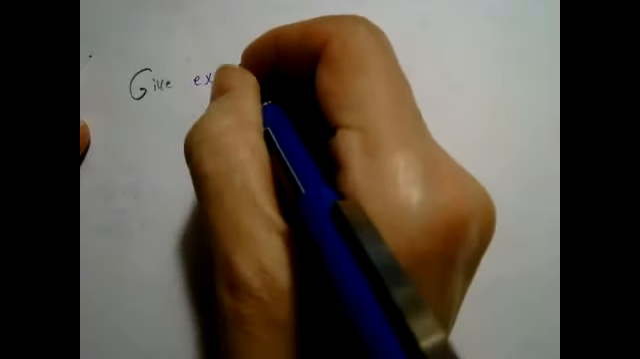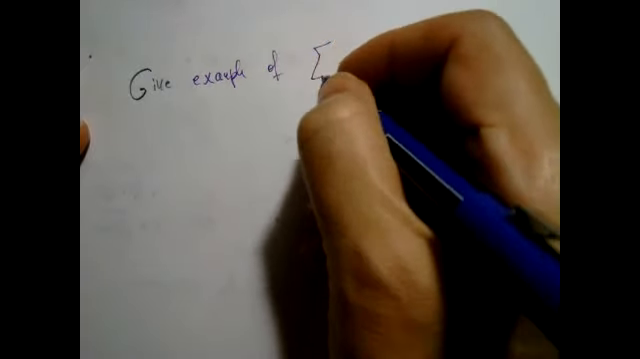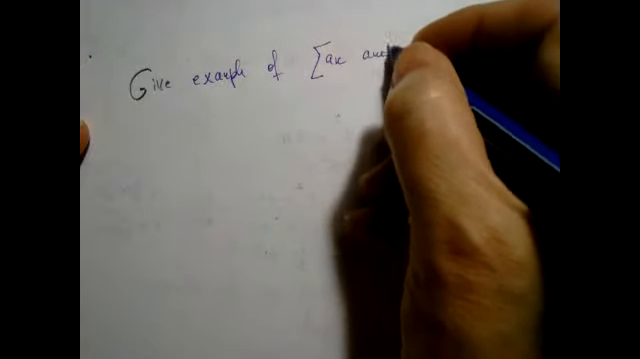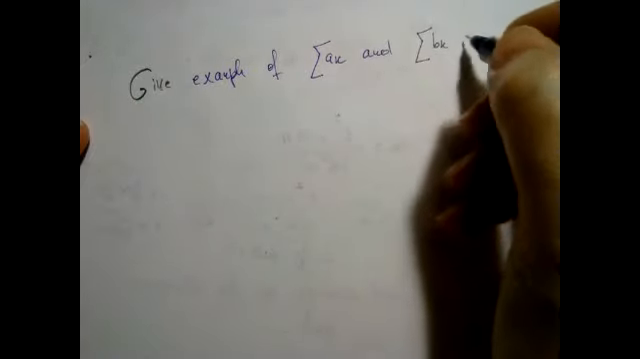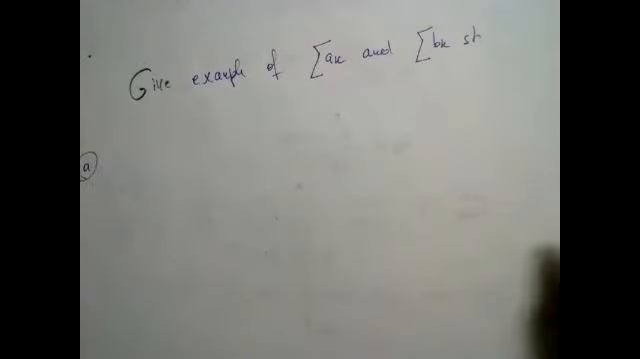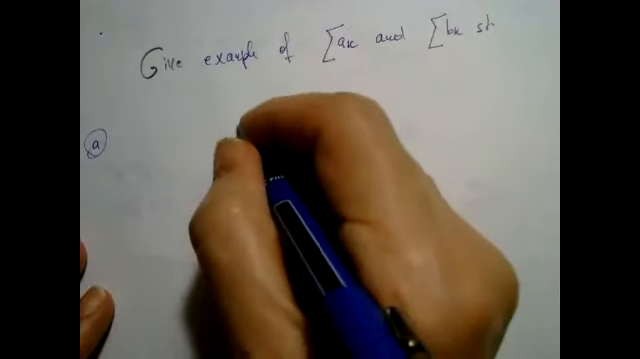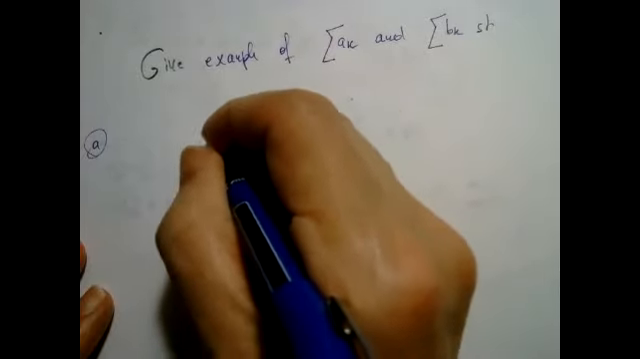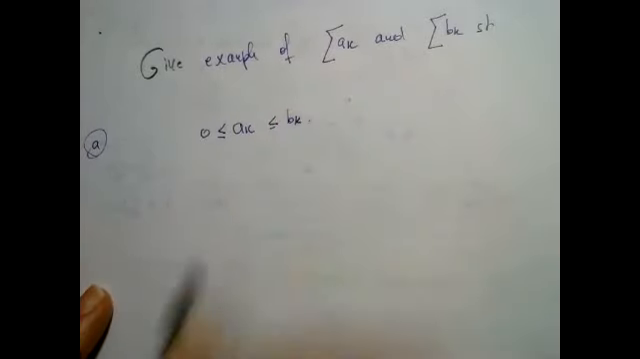All right, for the last 5 minutes before we take the quiz, I want to ask you the following question. I want you to give me an example of two series. It's easy, it's not hard. Give an example of two series, sigma AK and sigma BK, such that the first example I want is the following: AK, everything is positive, less than BK.